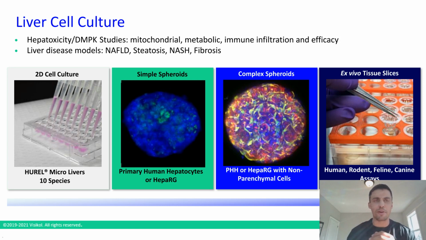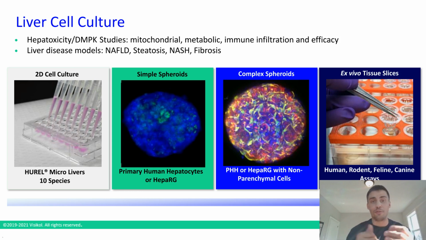This system is primary hepatocytes from 10 different species. We actually recently acquired this platform back in September of 2021 and integrated it into Visical. And this has allowed us to develop the most broad liver portfolio of in vitro models in the marketplace, stretching from 2D all the way to ex vivo models, which I'll touch upon in a moment.